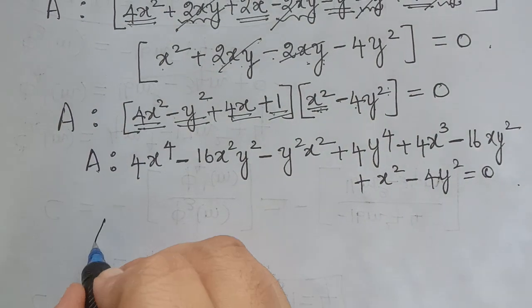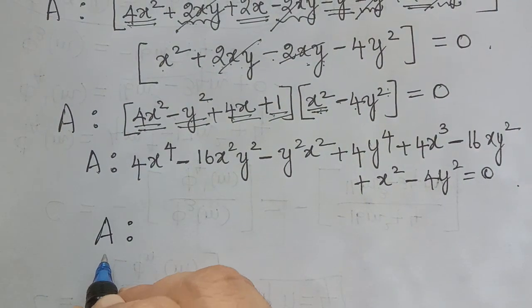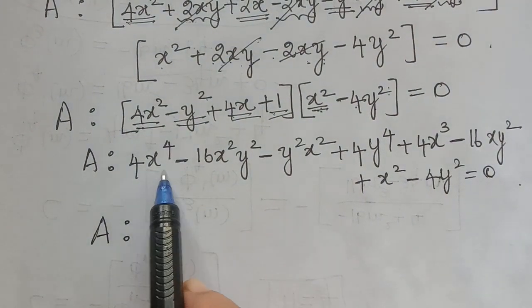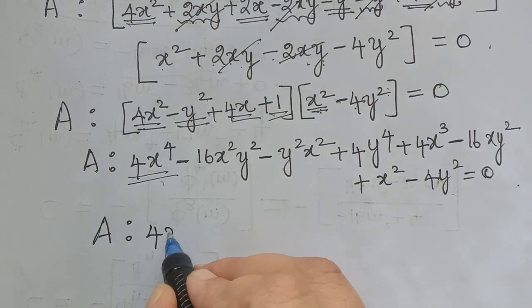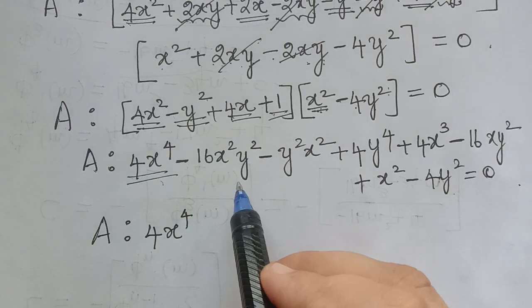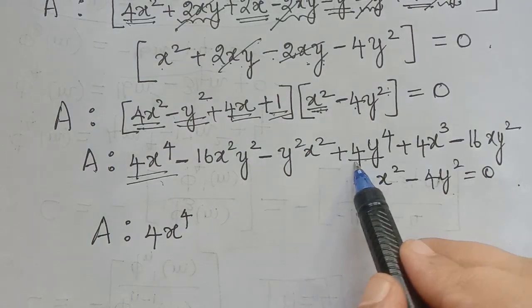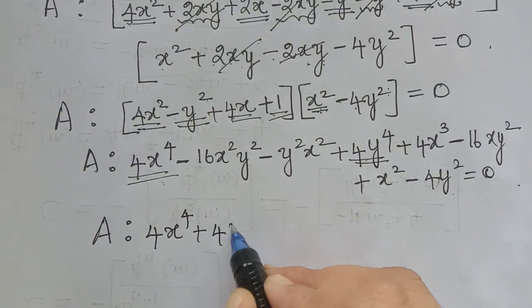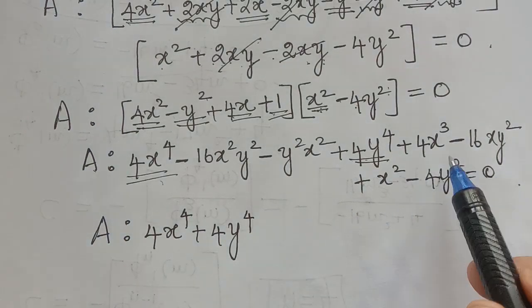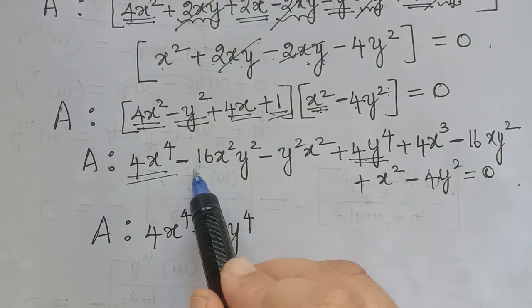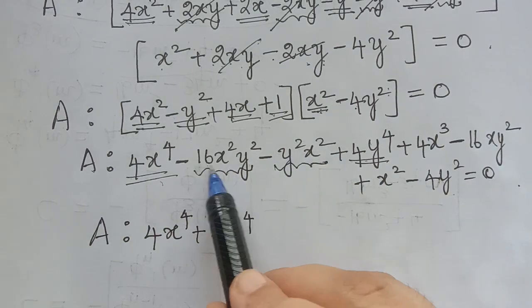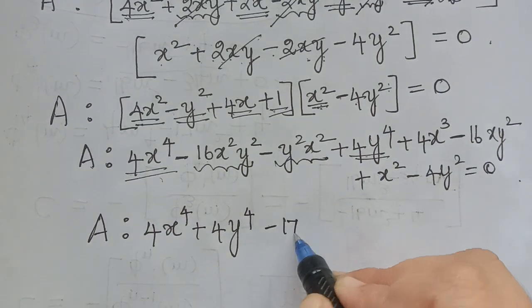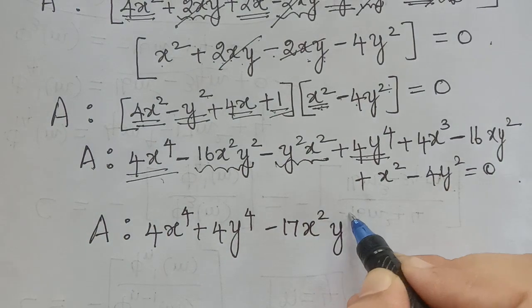So finally, the combined equation of the asymptote A will be, we have to check whether we have any x power 4 term. So only this term is available, so 4x to the power 4. And then we have plus 4y to the power 4. And then we can see that we have x square y square and y square x square terms here. So when we add them, we get minus 17x square y square.